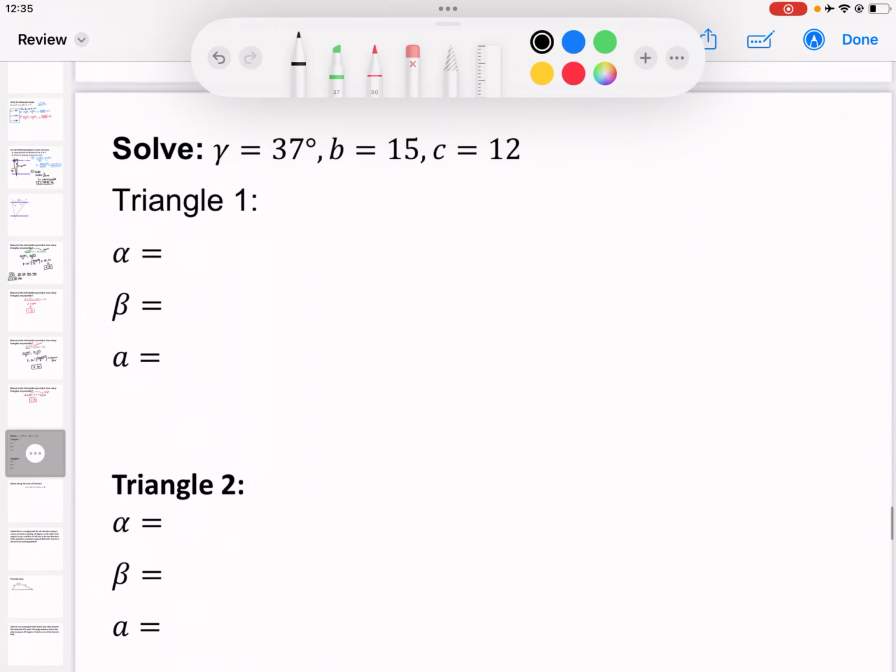All right, we're going to go ahead and solve a potential two triangle problem, which this one should have two triangles, as long as we get an answer for our first angle, because the shorter side of the two sides is across from the given angle. So let's go ahead and start looking for our answers.